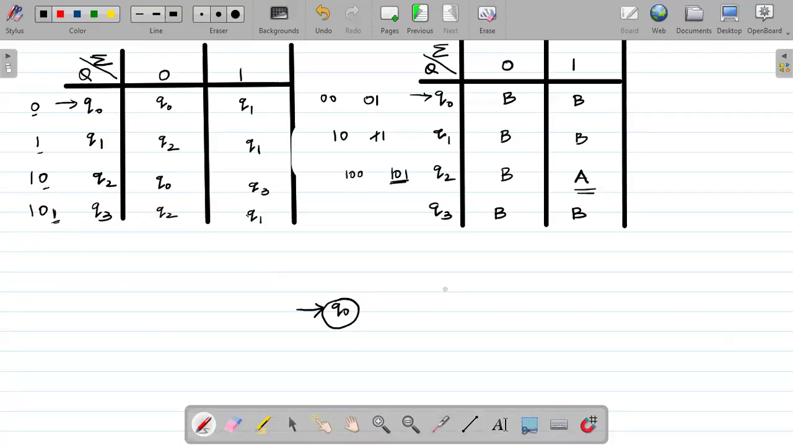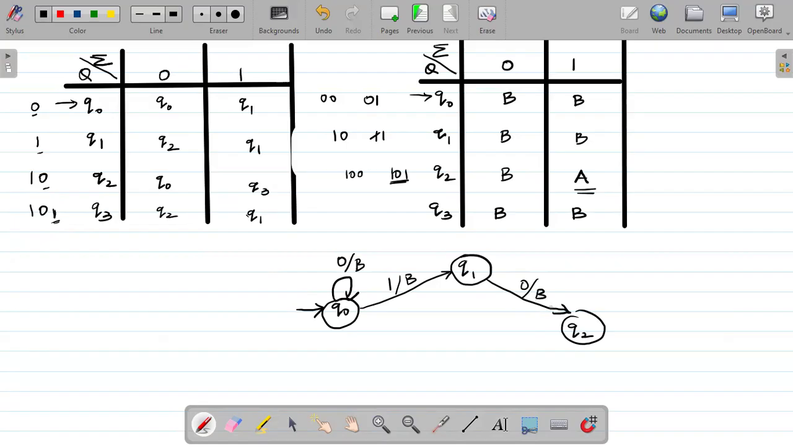So Q0 is the start state. Then we are having Q1. So initially Q0 to Q0, there's an input 0. What is the output? If you see here, it is B. So it will be associated with the transition. Q0 to Q1 on getting 1 as the input. So on getting 1 as the input, we go to Q1 and the output associated is B. Q1, on getting 0 as the input, we go to Q2. Output associated is B. So 0 slash B.